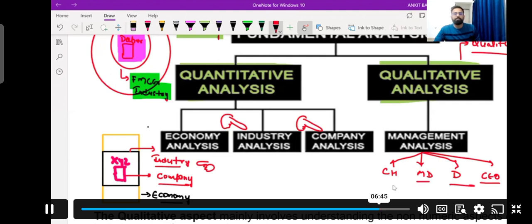If this managing body is a quality body, they are honest, persons with integrity, then definitely you will invest your money in that company. If I take the example of Sir Ratan Tata, people believe in Ratan Tata and invest their money in his companies. Similarly, if I ask you to invest your money in Kingfisher, whose previous owner was Vijay Mallya, definitely you won't invest in that company. So what is the reason? You will be doing qualitative analysis also.